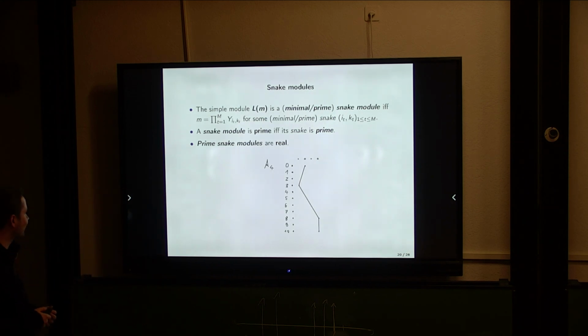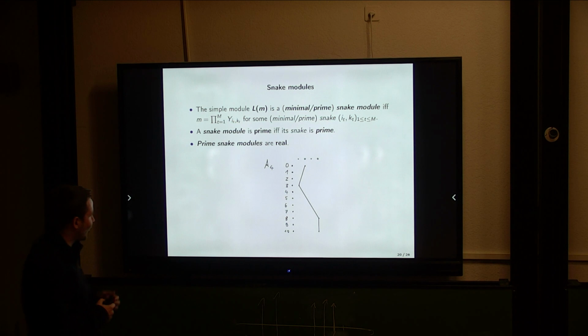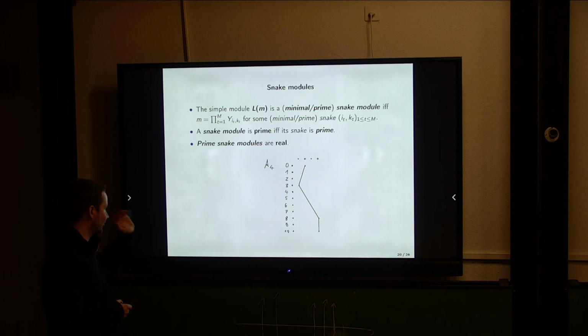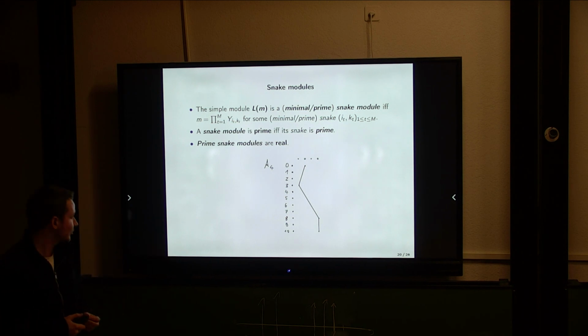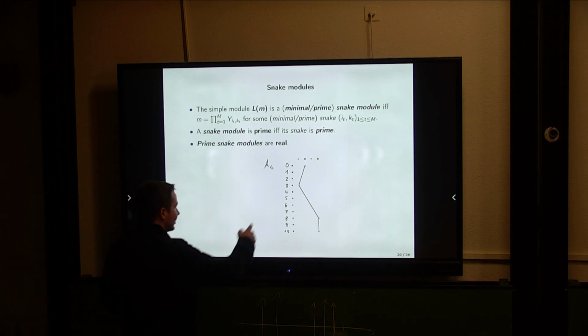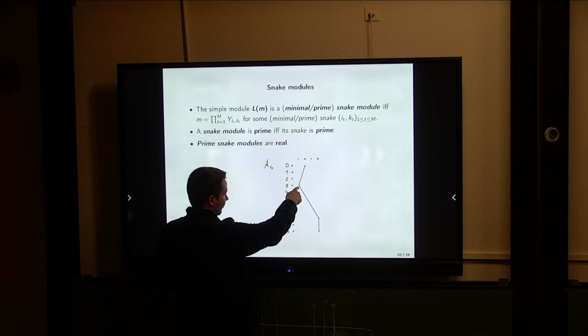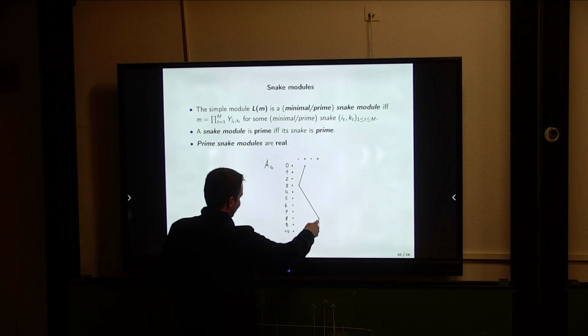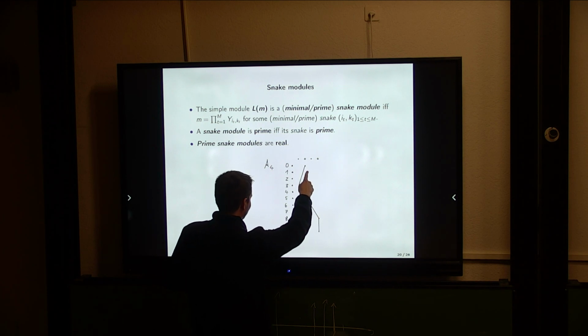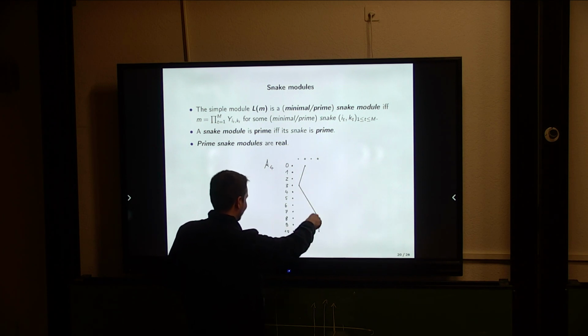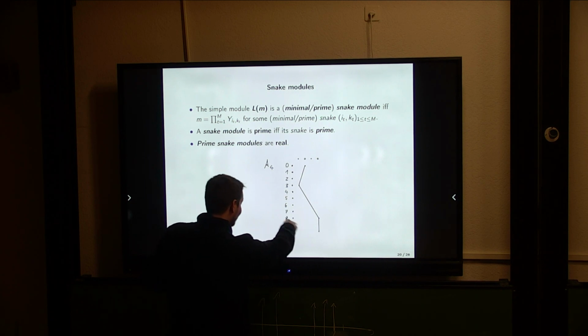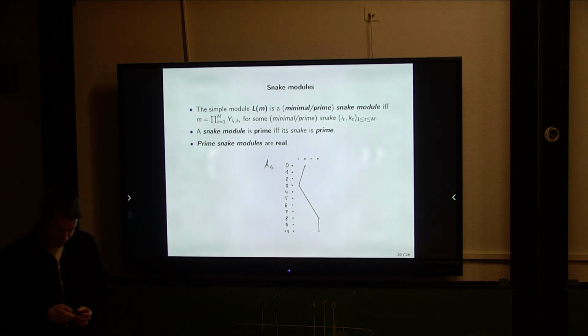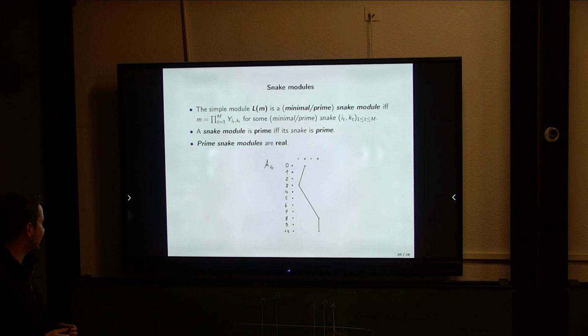Okay, here's a good picture. This is for A4. I just wrote a snake with 4 nodes. It would be the L of the product of the fundamental Y_{2,0}, Y_{1,3}, Y_{3,8}, Y_{4,8}, and Y_{4,10}. Okay? So you see that these points are in snake position with respect to each other.